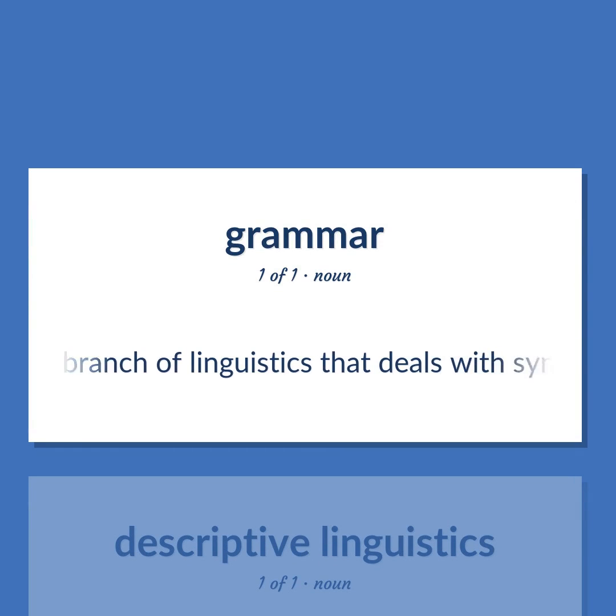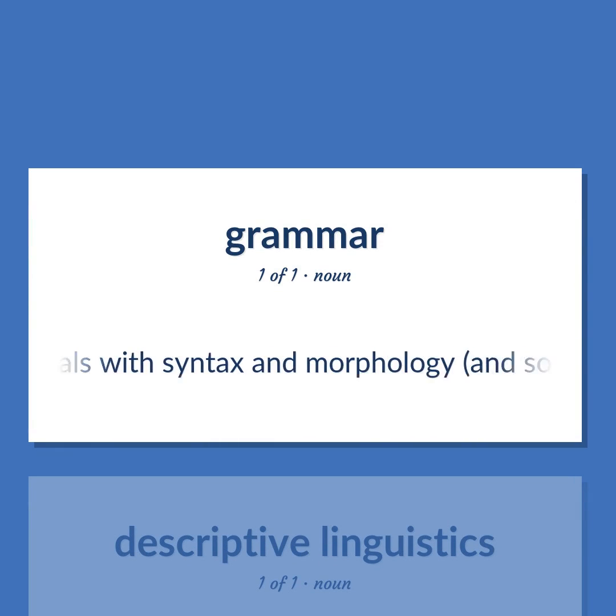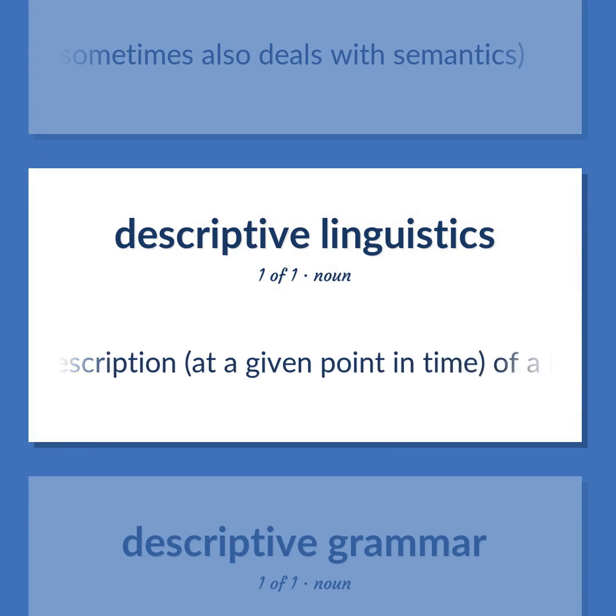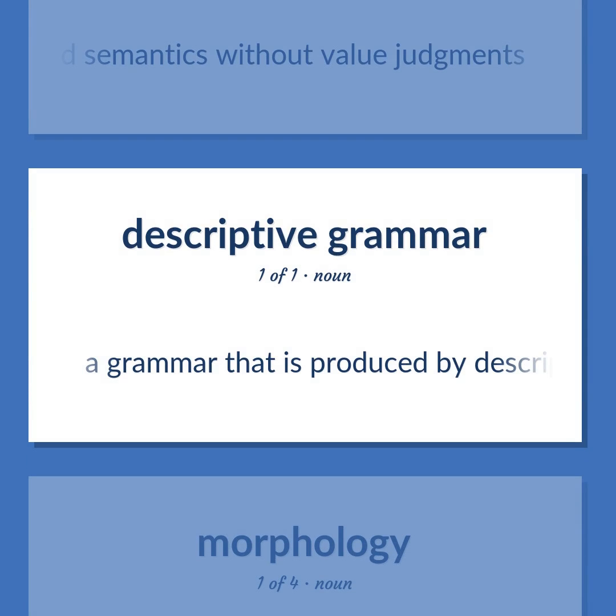The branch of linguistics that deals with syntax and morphology, and sometimes also deals with semantics. A description, at a given point in time, of a language with respect to its phonology and morphology and syntax and semantics without value judgments. A grammar that is produced by descriptive linguistics.